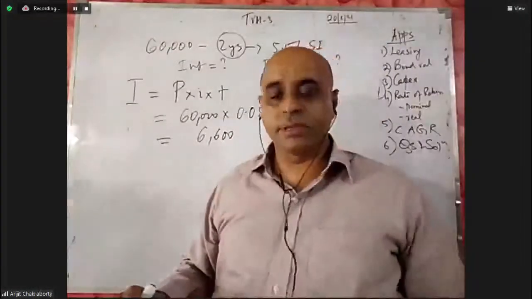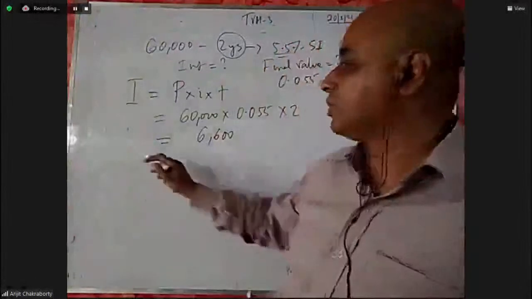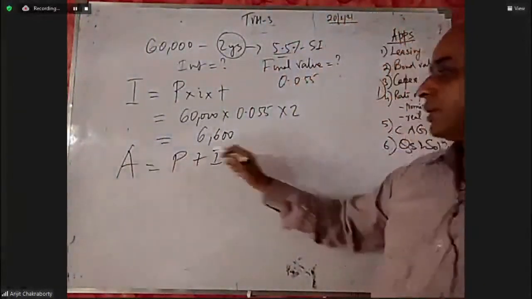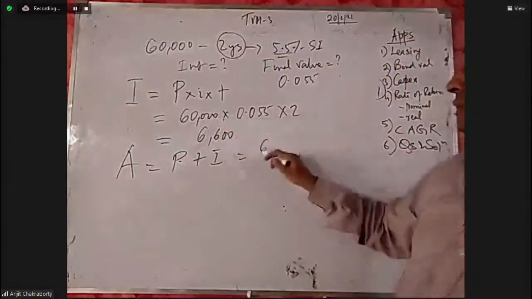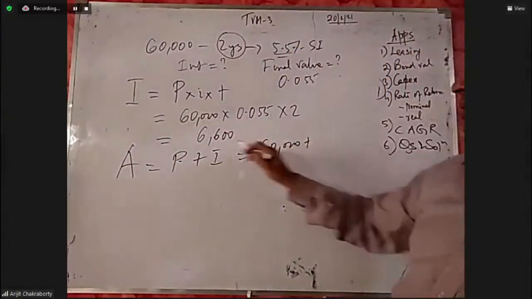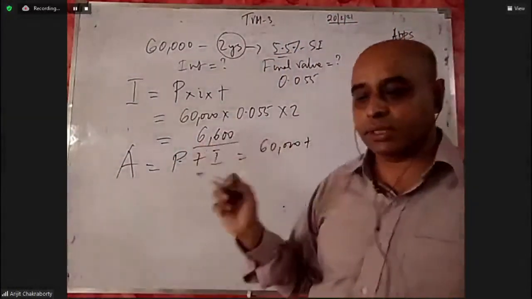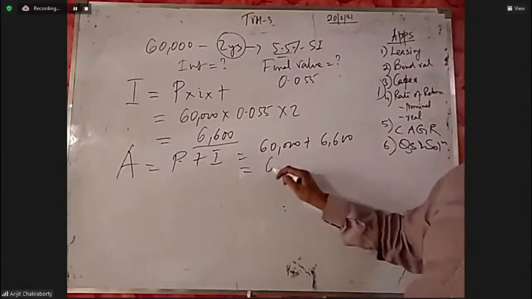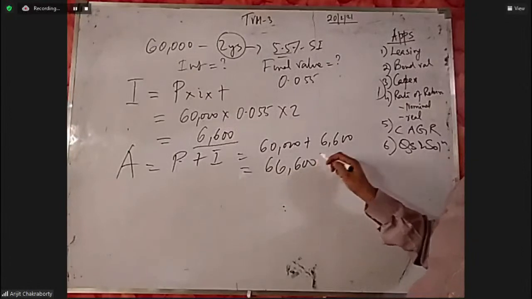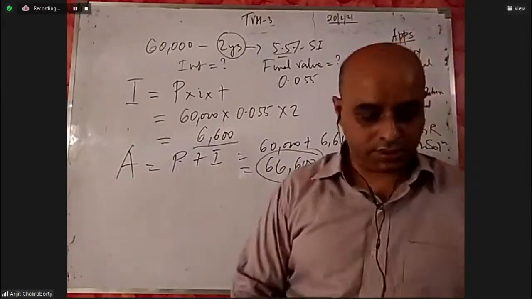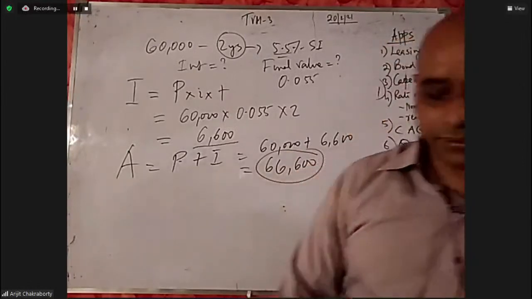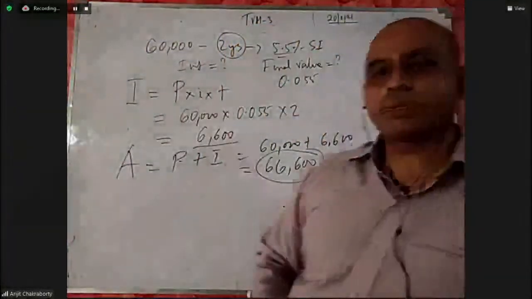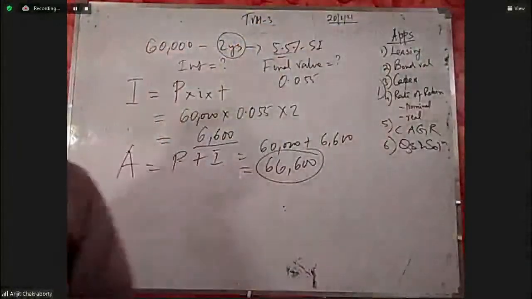And if this is the interest amount, you can find out the total amount. Amount is equal to principal plus interest. Here, principal is 60,000 plus the interest is 6,600. So the amount is 66,600. Okay, 66,600 is the total amount. I think this is clear, and you have been able to understand. It's a question based on simple interest and pretty easy one.